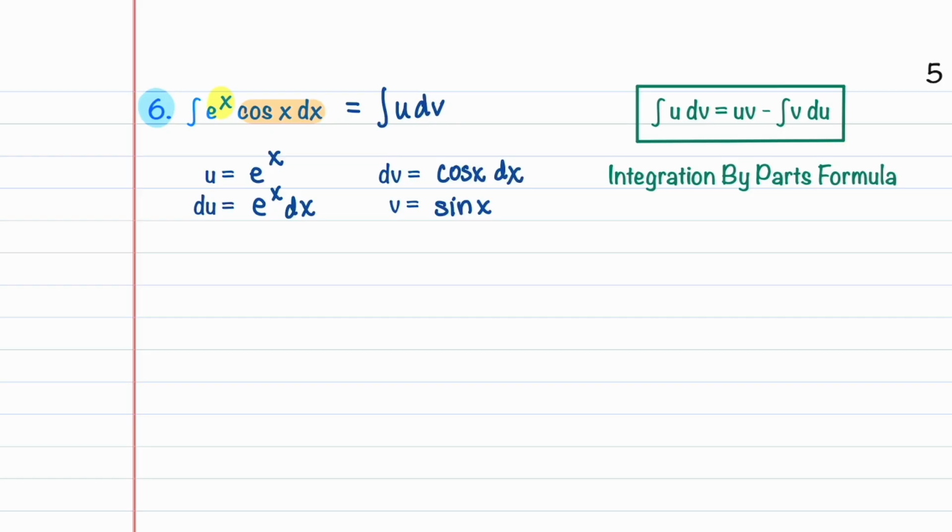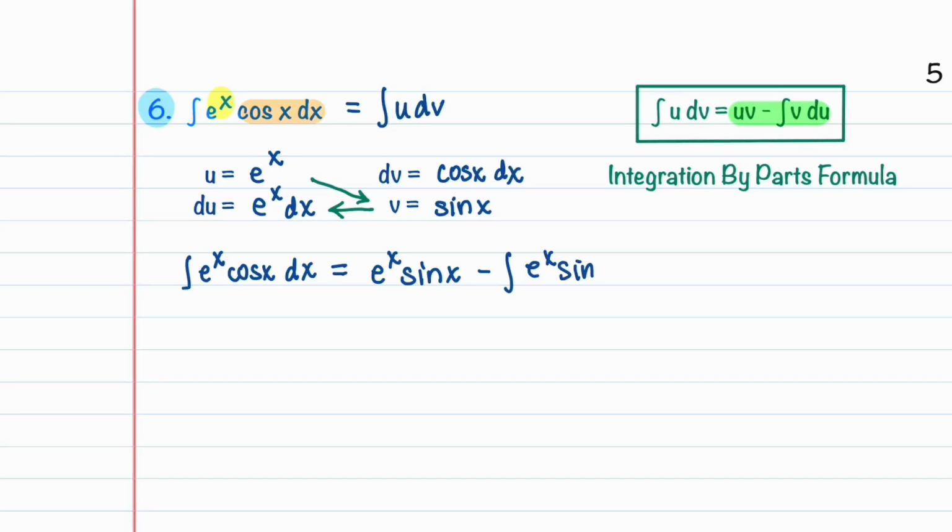Now we can apply the formula that I've written over here on the right-hand side, and we have the integral e to the x cosine x dx. It's really helpful to write that down for this type of problem. We're going to multiply u times v, and that gives us e to the x sine x. And then we're going to subtract off the integral of v du, so we're going to subtract off the integral of e to the x sine x dx.